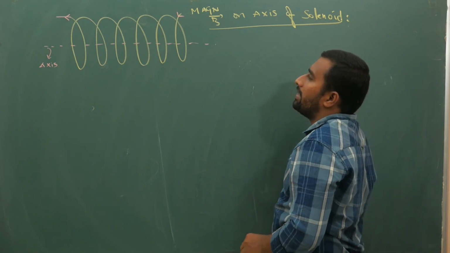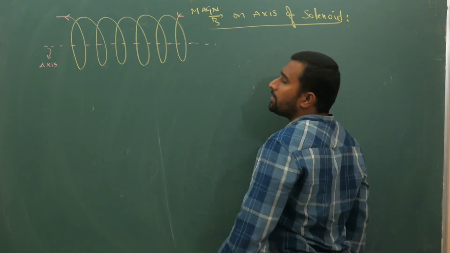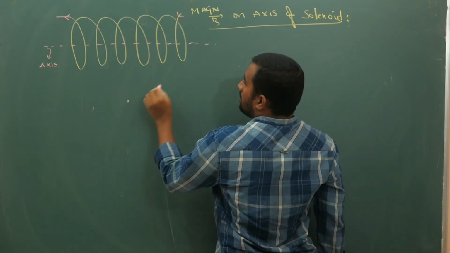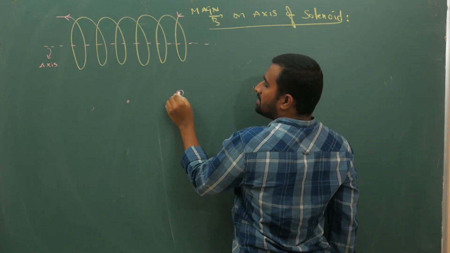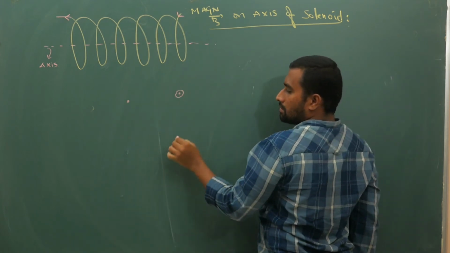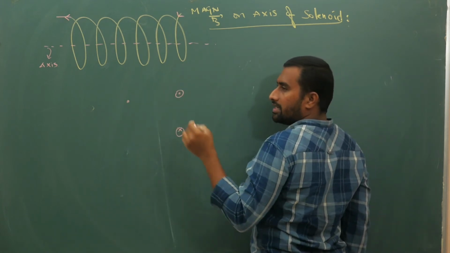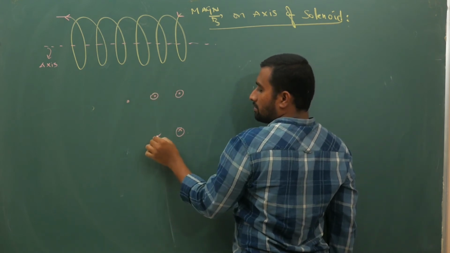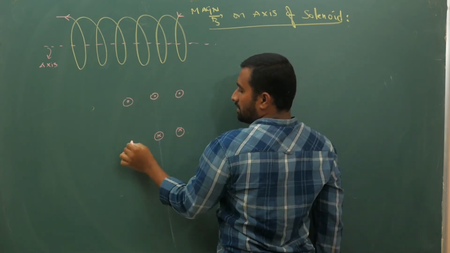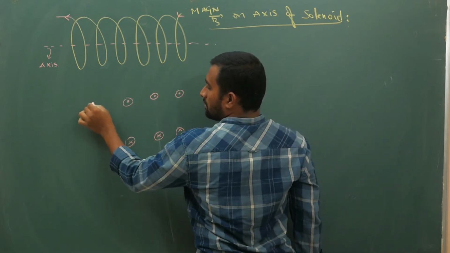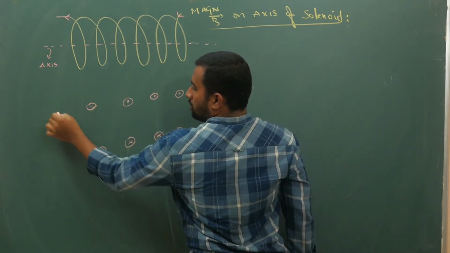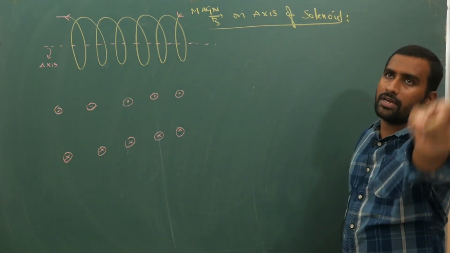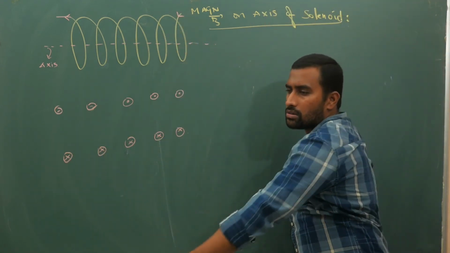In this solenoid, first of all, an important point that I want you to notice is that on the first loop it is coming out like this, next it goes into the plane, then once again it comes out here, into the plane, out, into, out, into, out, into, like this. It keeps coming out, going in, coming out, going in.